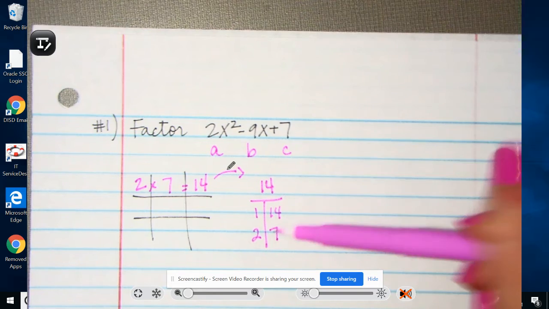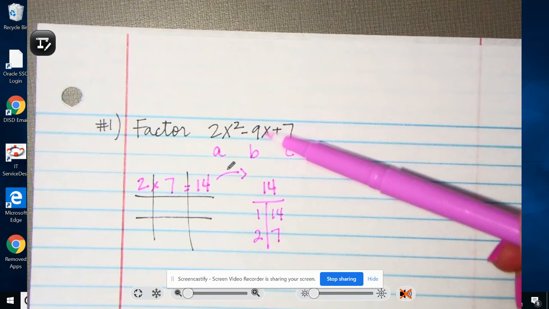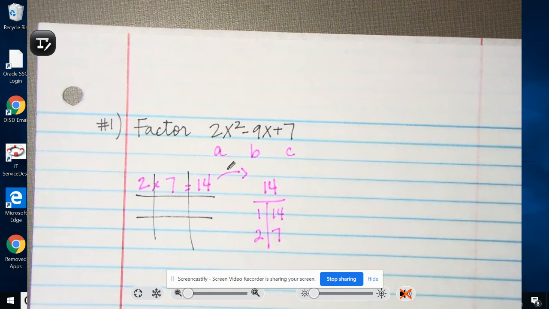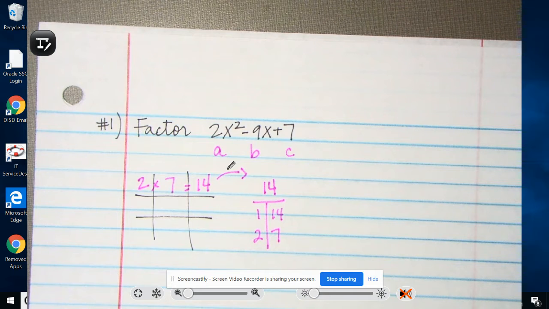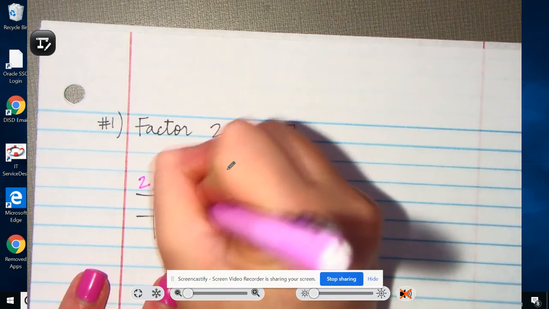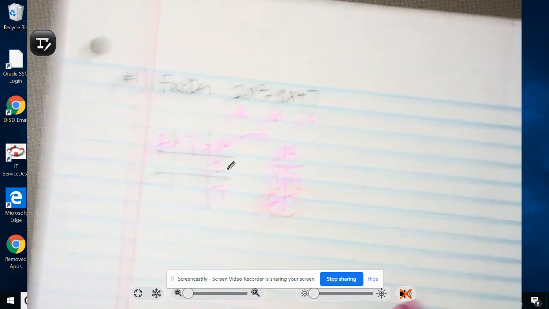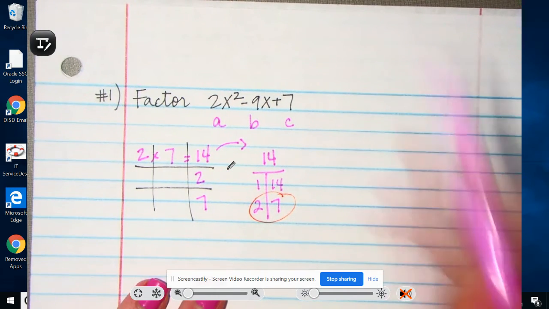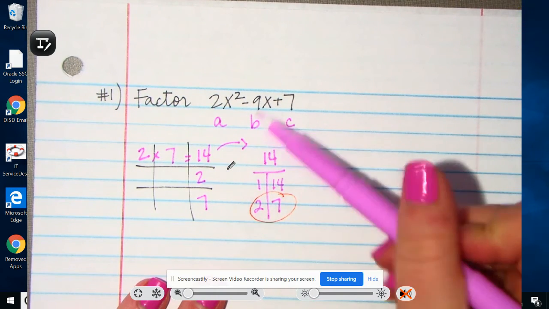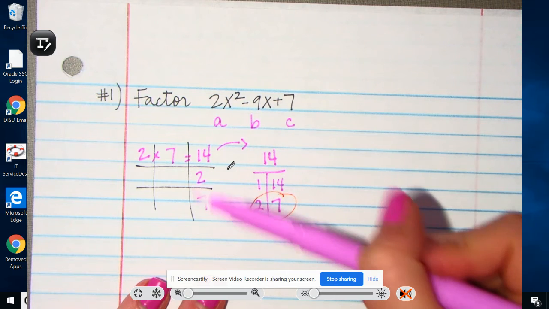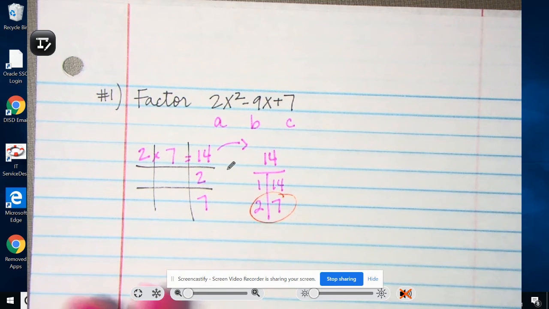In order to figure out which set of numbers we're going to choose, we look at our B value. So we need to figure out which set of numbers would either add or subtract to 9. And we know that we're going to pick 2 and 7. Remember, it doesn't matter where the 2 and the 7 go, just as long as you have both of those numbers. But we notice that we have a negative 9 here, so that means we need to deal with the signs of our 2 and our 7.